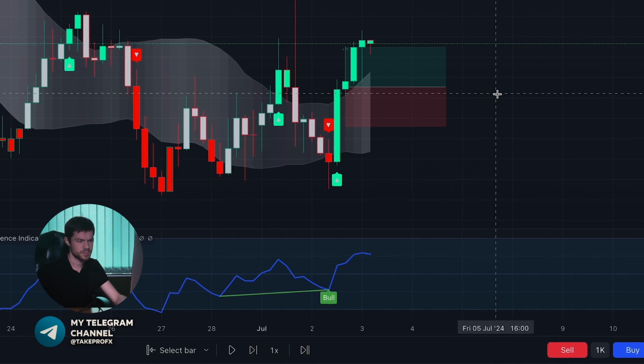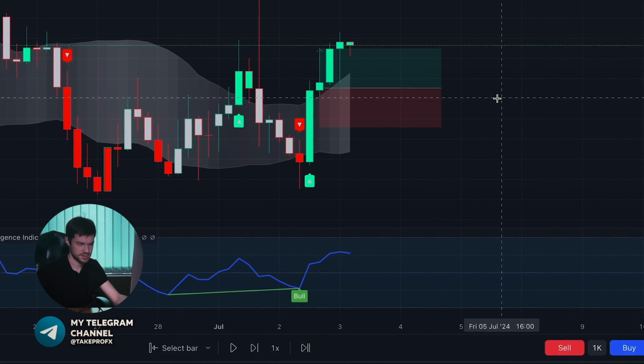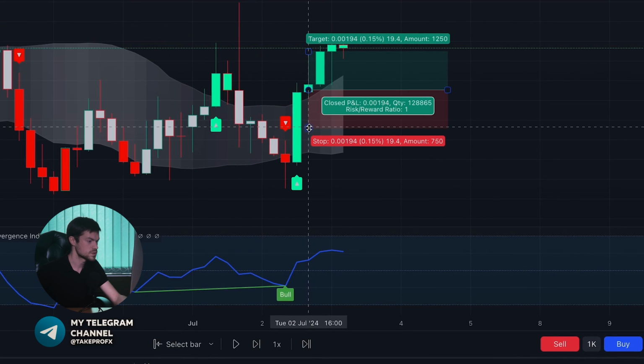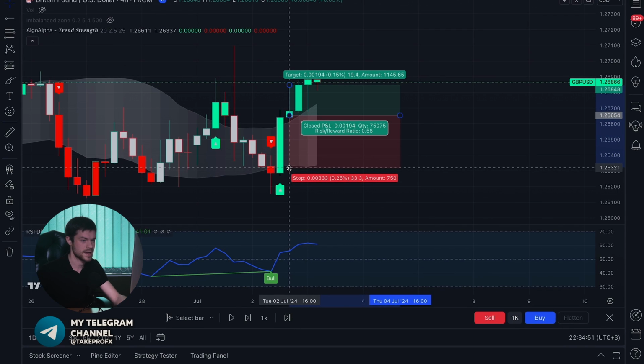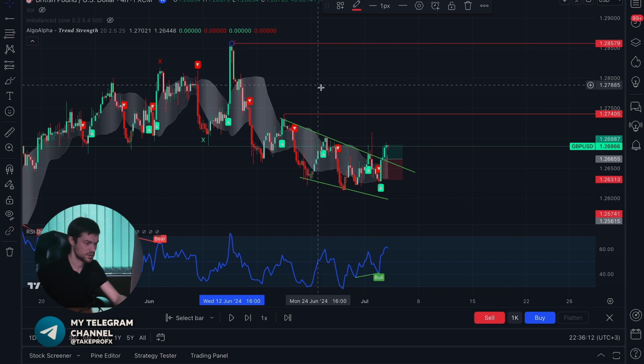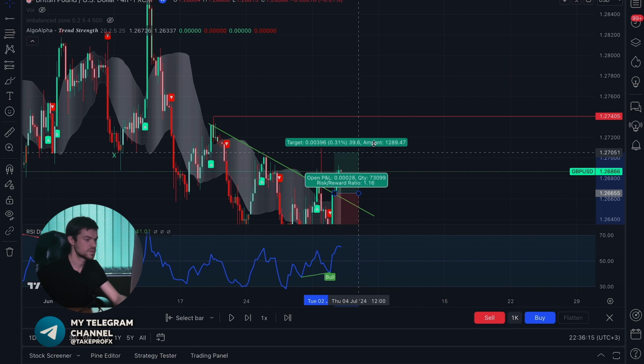I don't put a stop so far, but if you want to immediately put a stop loss and limit yourself from any losses, then a stop loss is put behind this gray area, nearly somewhere here. And for the nearest target we can put the update of some local maximum. It could be this maximum, and ideally, of course, we need to update this value. So for now, we can place the trade like this.